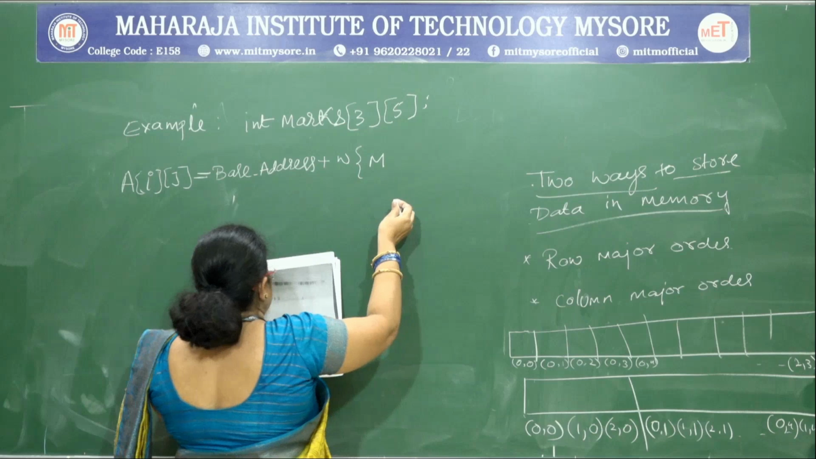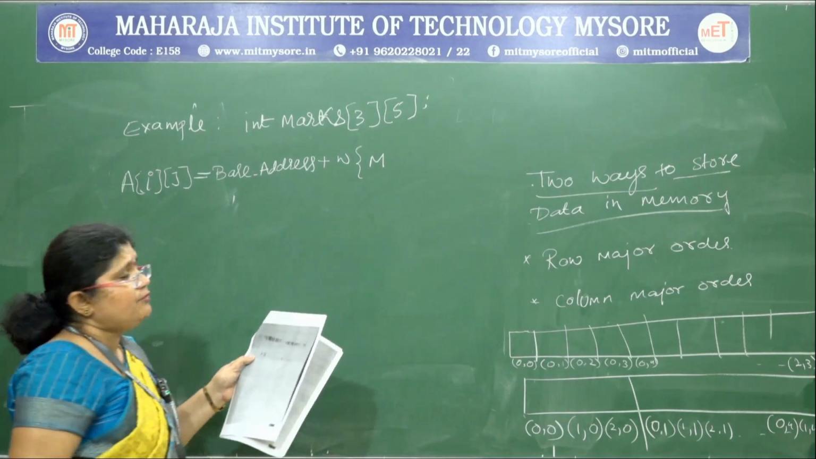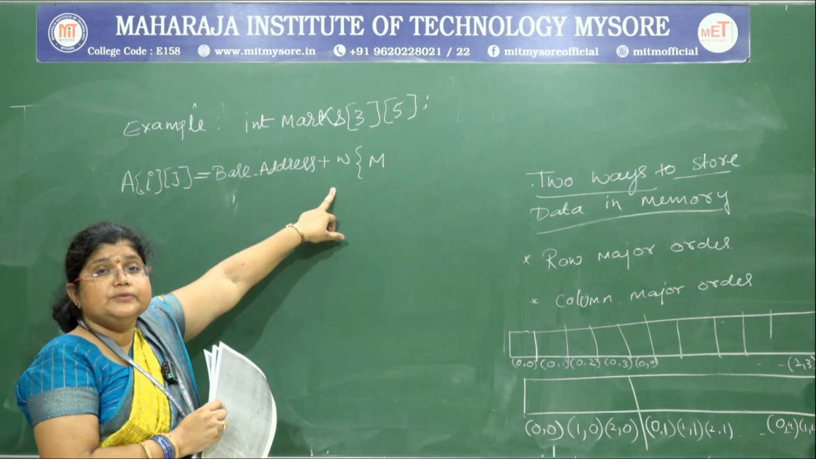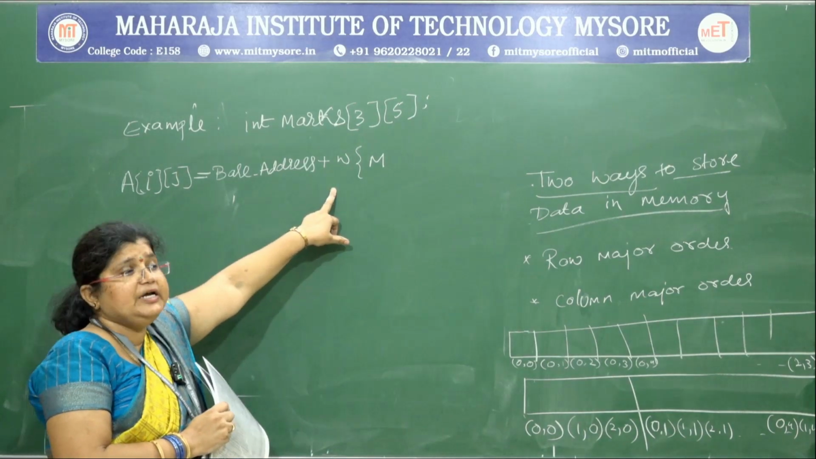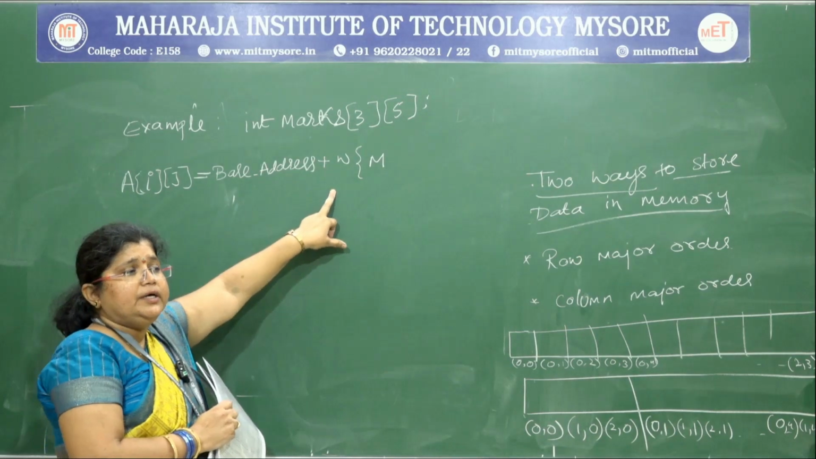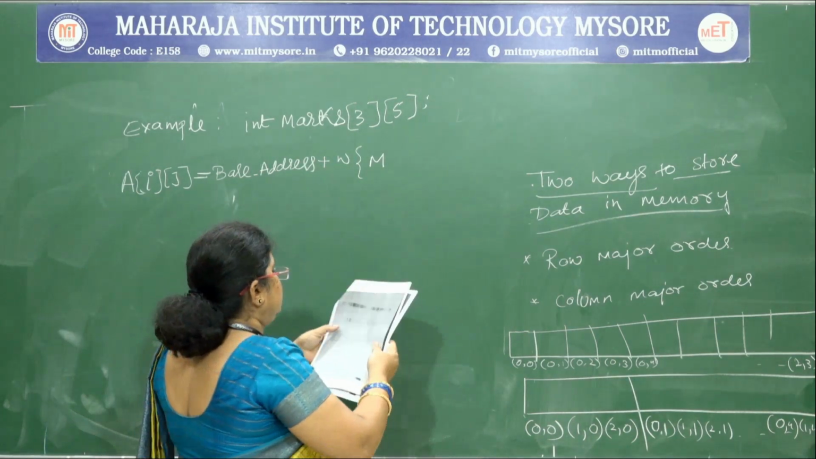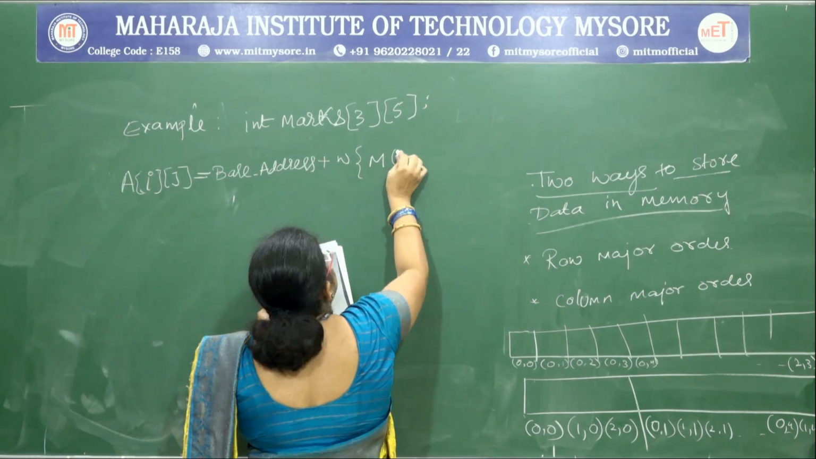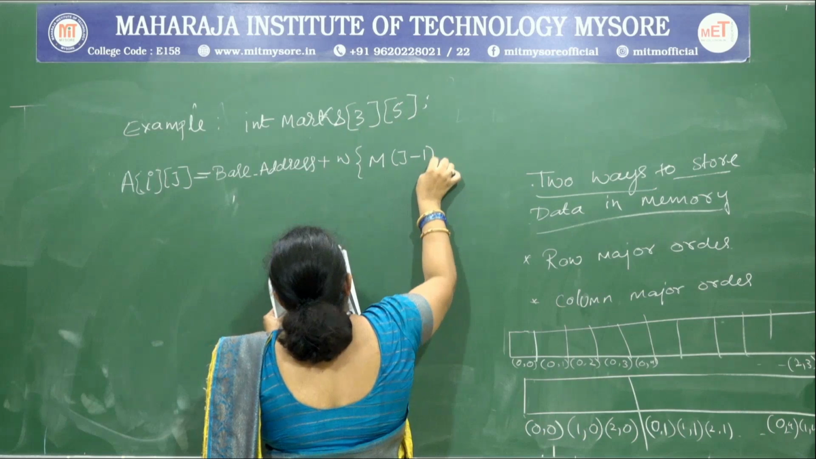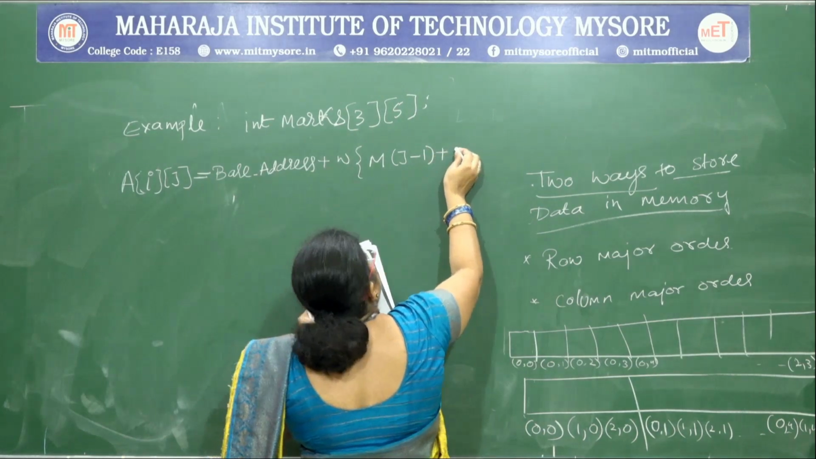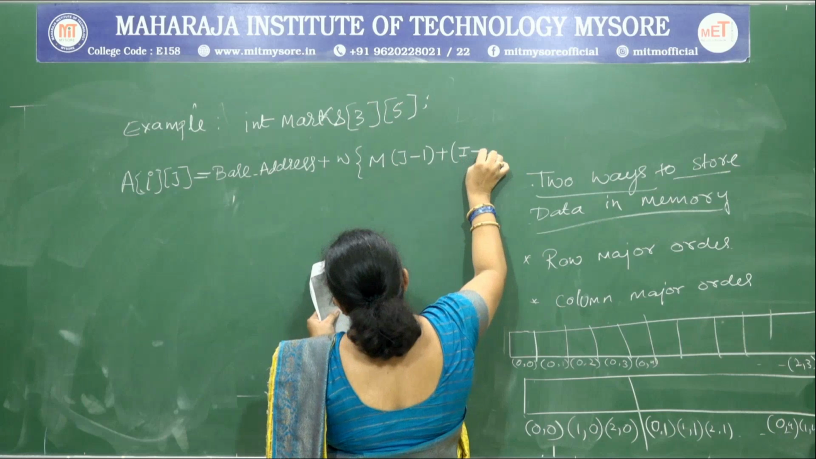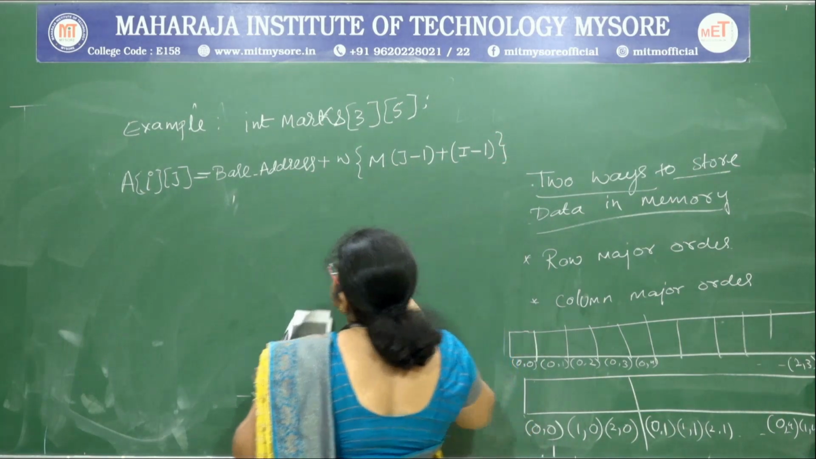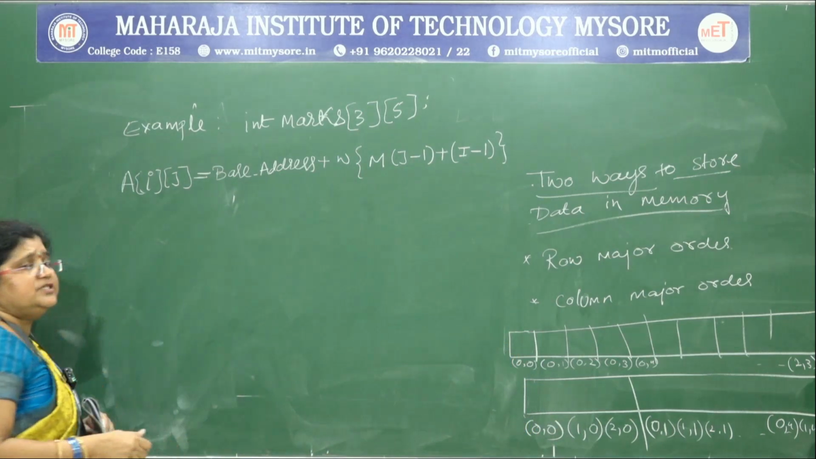M is indicating the number of columns. W is indicating the words that should be stored in memory permanently. W is the number of words. Next, M is the columns. Next, J minus 1 plus I minus 1, altogether. This is the first formula.